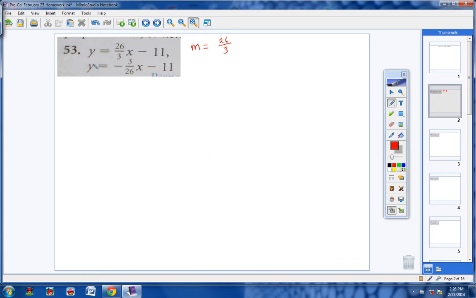And y is already all by itself here, so you know the slope for this line is negative 3 over 26. So these two lines would be perpendicular because one slope is positive and one slope is negative, so their signs are different. And notice the two fractions are inverses of each other. So if you were to graph them, you would see they are perpendicular lines.